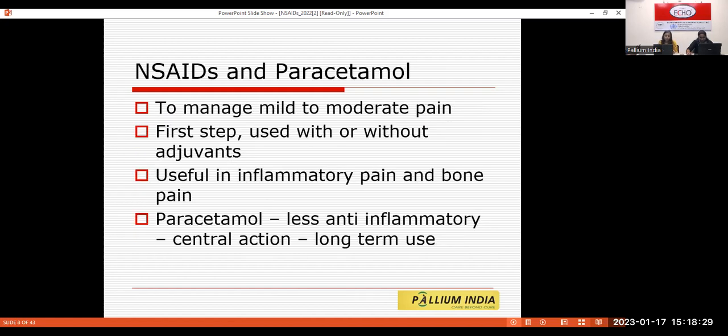So why do we use NSAIDs? It is used to manage mild pain. Generally, we don't give it for moderate pain. It is the first step. You can give adjuvants, or you may not need adjuvants, depending on the type of pain. And generally, step 1 is useful in inflammatory pain and bone pain.